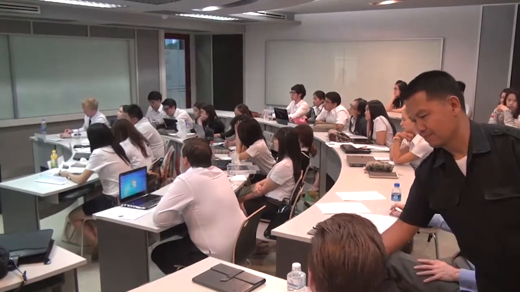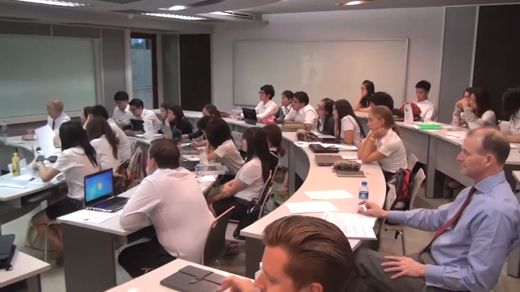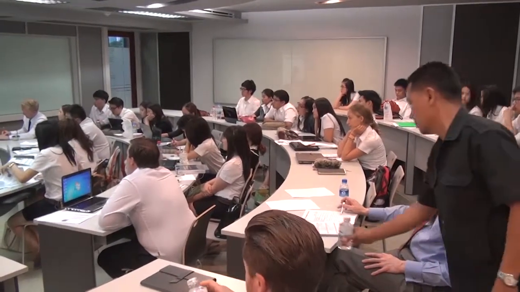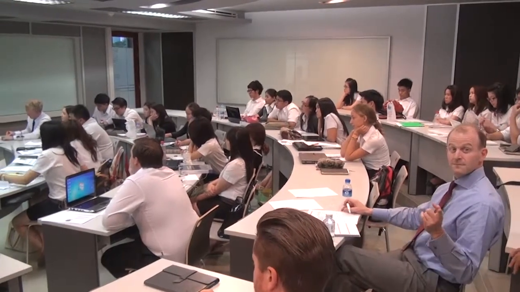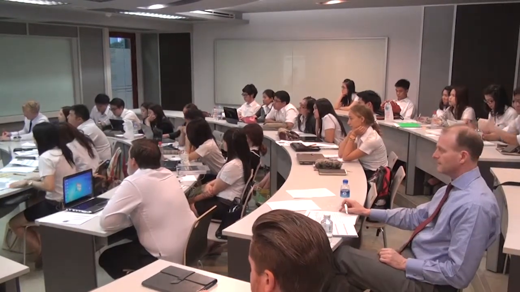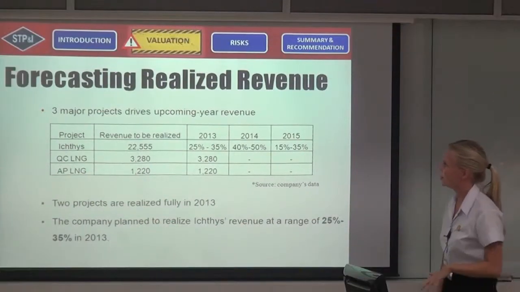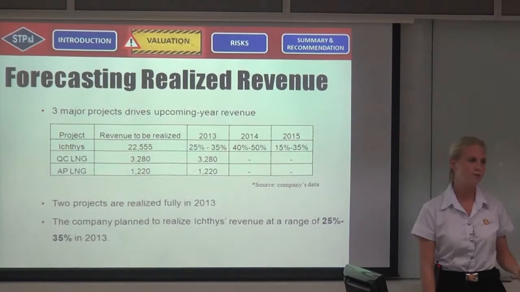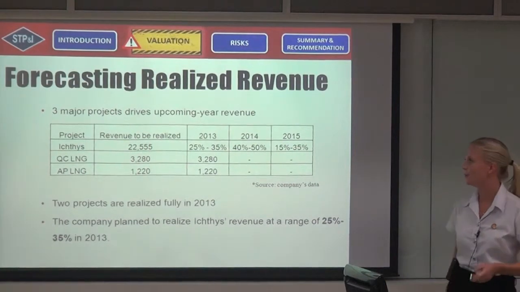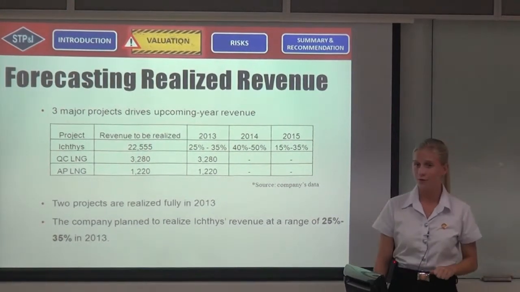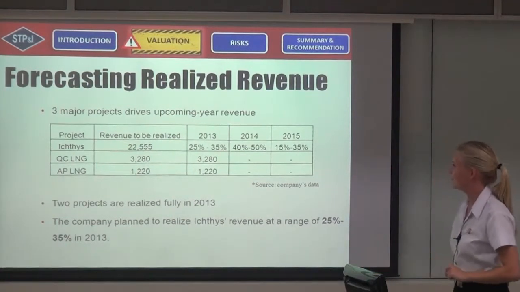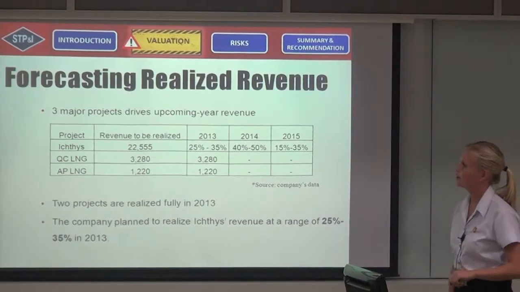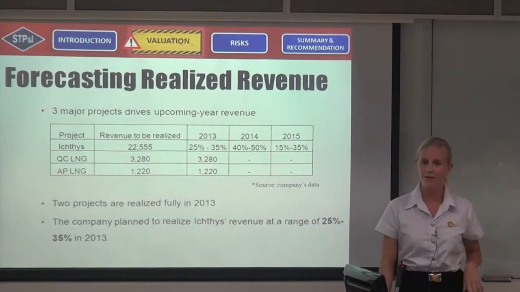And when forecasting our earnings, we specifically looked at the revenue, since we drew the conclusion that they were very unstable. And for the upcoming year, they have three major projects, two of which will be fully realized, and one, which is also the largest one, that is said to be realized in the range of 25 to 35%.